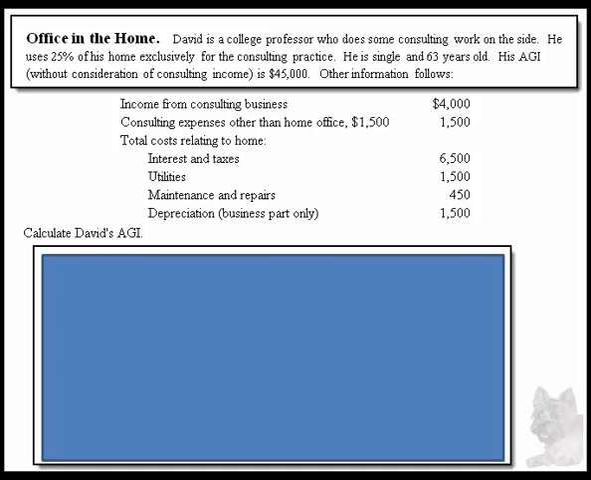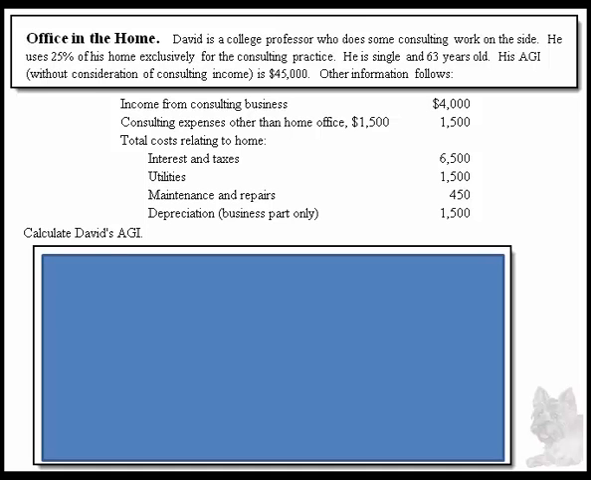David is a college professor who does some consulting work on the side. He uses 25% of his home exclusively for the consulting practice. He is single and 63 years old. His AGI, without consideration of consulting income, is $45,000.